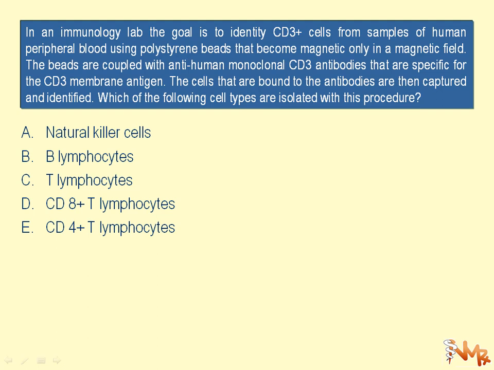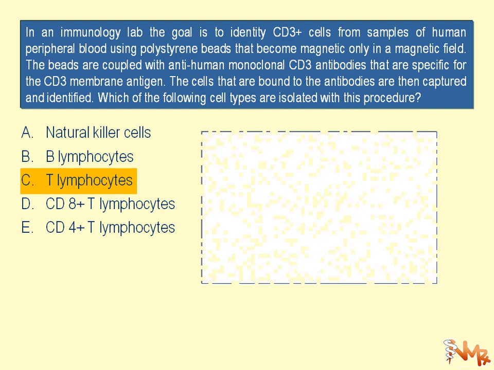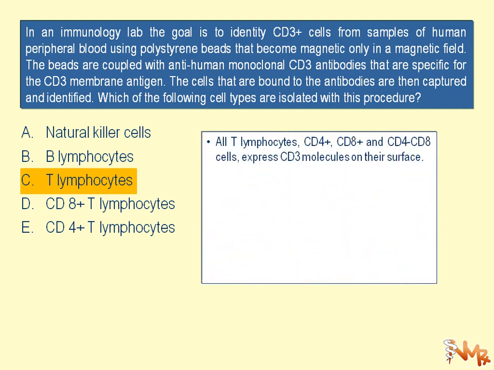Actually, the answer is all T lymphocytes. All T lymphocytes: CD4, CD8, and CD4/CD8 cells that are precursors of CD8 or CD4 cells. So in a sense, had you picked D or E, you would have been partially correct as well. But the most precise answer would have been option C. So all of the T cells express CD3.